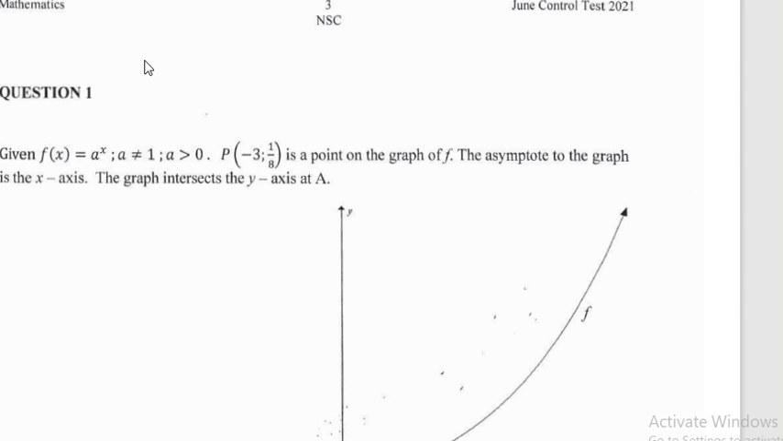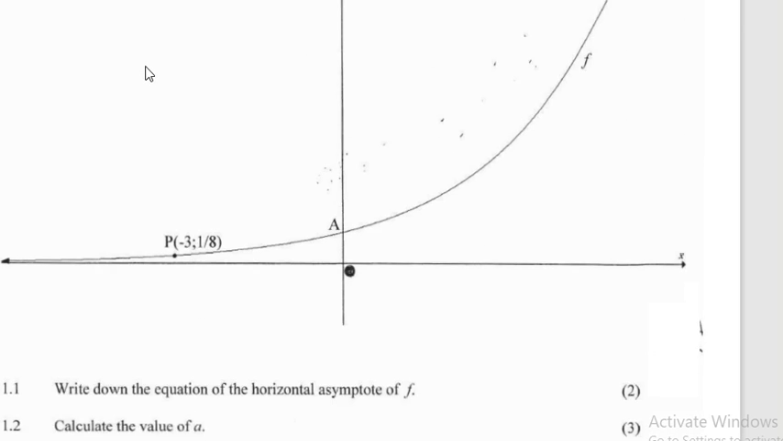Given f of x is equal to a to the power of x, a should not be equal to 1, a should be greater than 0. We are given a point, -3, 1/8, is a point on the graph of f. The asymptote to the graph is the x-axis. The graph intersects the y-axis at A. Alright, so let us look at the first problem that we are having.